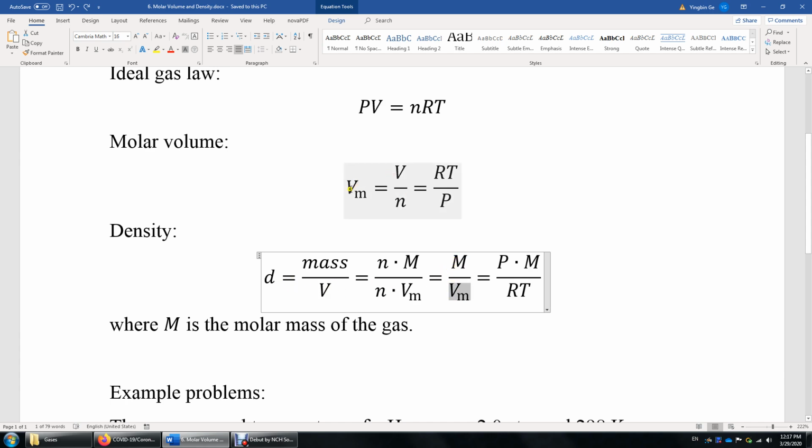Or we know molar volume is equal to RT over P. We plug this in here, and density is simply pressure times molar mass divided by RT. The higher the pressure, the higher the molar mass, the higher the density. The higher the temperature, the lower the density. Again, this uppercase M is the molar mass of the gas.